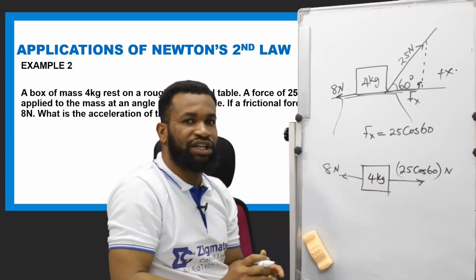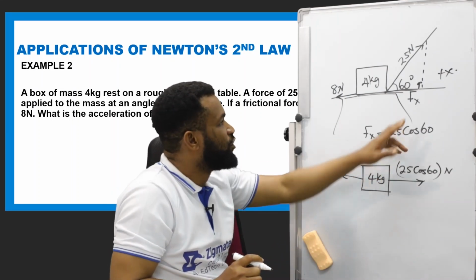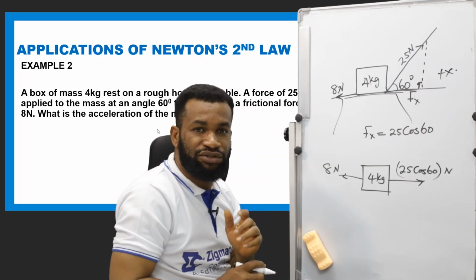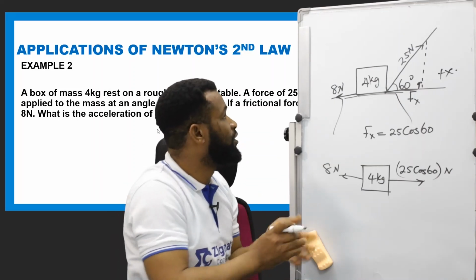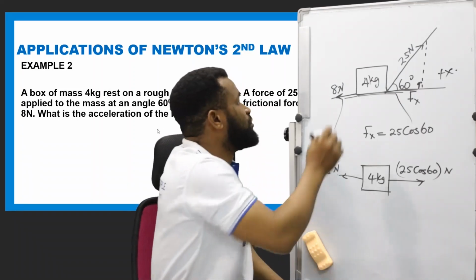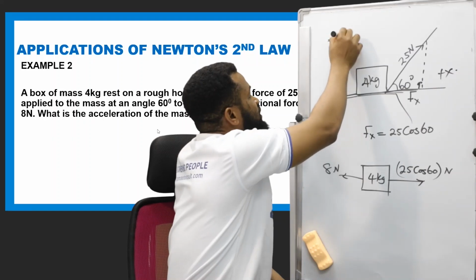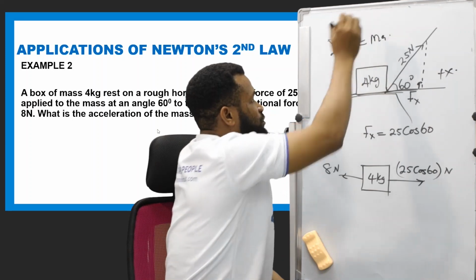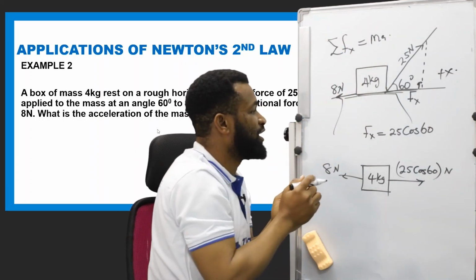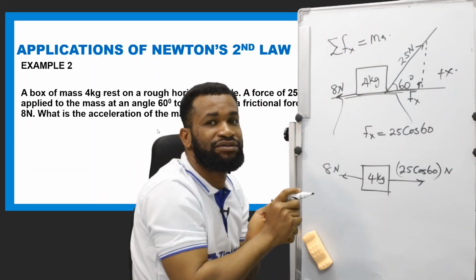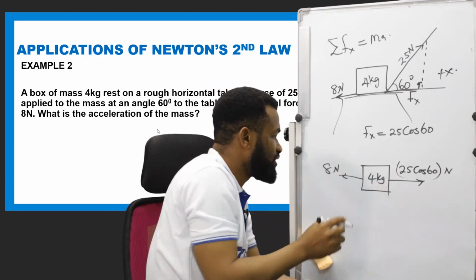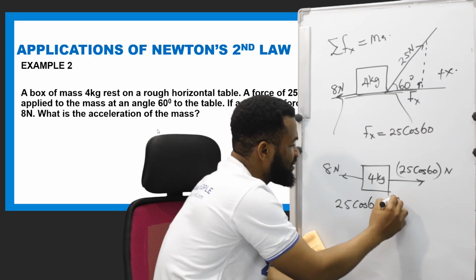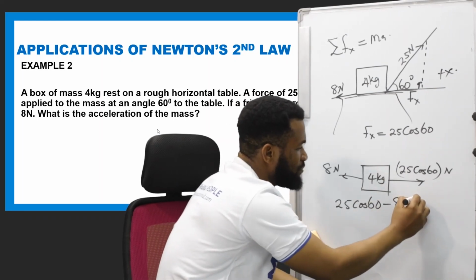So this is what is happening here at the second stage, because the whole force of this has been resolved in this direction. So what am I going to do? According to Newton's second law of motion, which states that the sum of the forces in the x direction is equal to ma, which is the net force is equal to ma. So what is the net? Net means minus. And since it's moving in this direction, I'm going to say 25 cos 60 minus 8 is equal to ma.